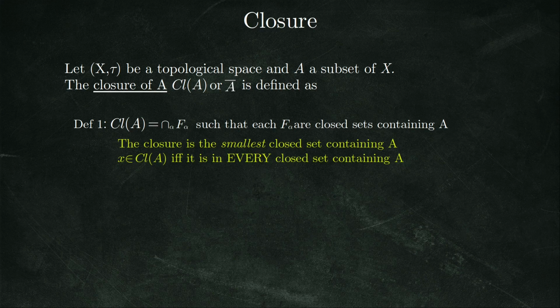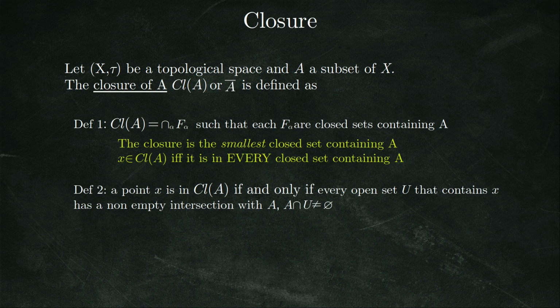Now the alternative definition is that a point X is in the closure if and only if every open set U that contains X has non-empty intersection with A. That is, A intersect U is not equal to the empty set. And note this is very similar to the definition of a limit point. The difference here is that we only require the intersection to be non-empty. Beforehand, we needed it to be non-empty and not just be X. So this is slightly more general than a limit point.